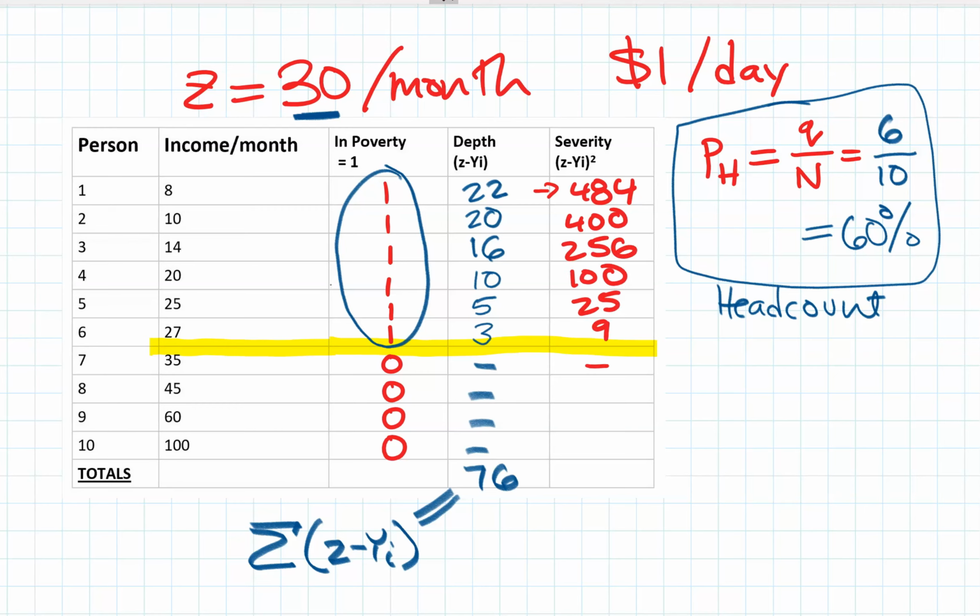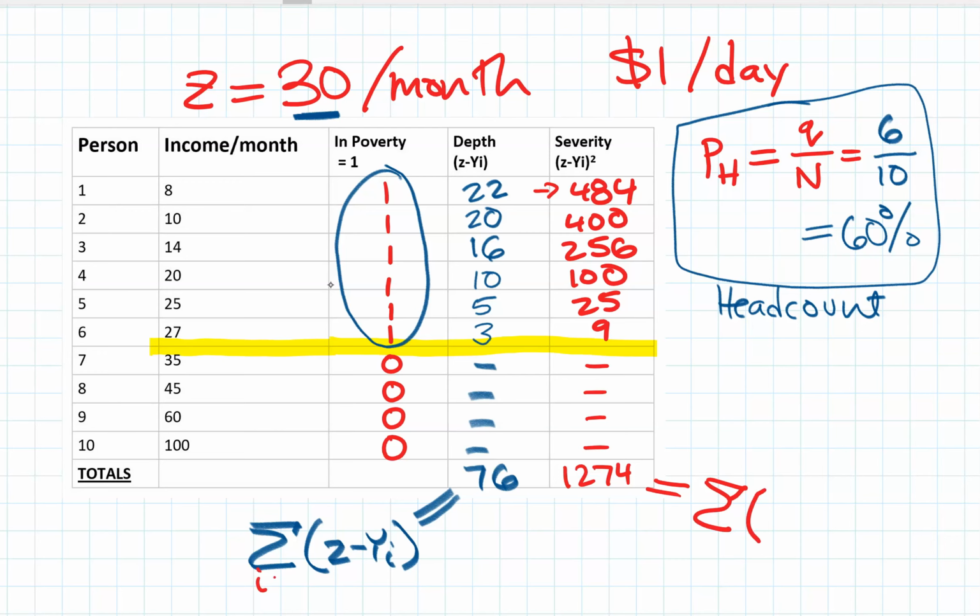And again, we don't do the calculation for these because those people are not in poverty, so they're part of the population, but they're not part of the population that's in poverty. And then we can add these up, and I believe if my calculations are right, I come up to 1274. Okay, and so again, that is the sum of the severity.